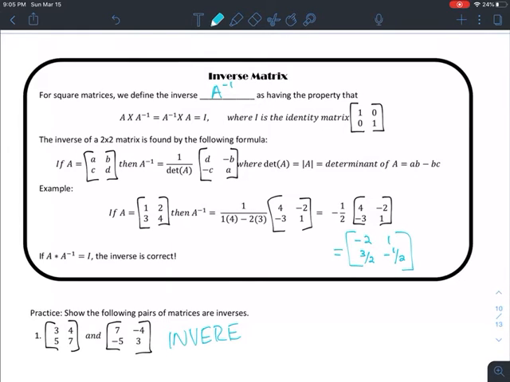So the last thing that we talked about before we went on this little 5-week online course thing was the inverse matrix. So for square matrices, we define the inverse. So it looks like that. We say it's A to the -1. And we say that it has the property that if I multiply my original matrix by my inverse, I get the identity matrix. So this is my identity matrix.